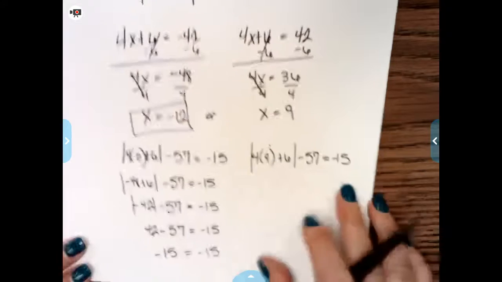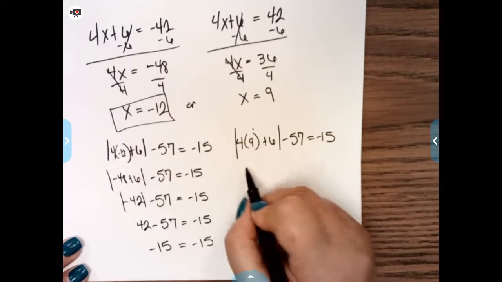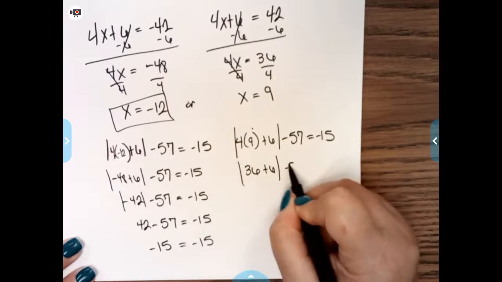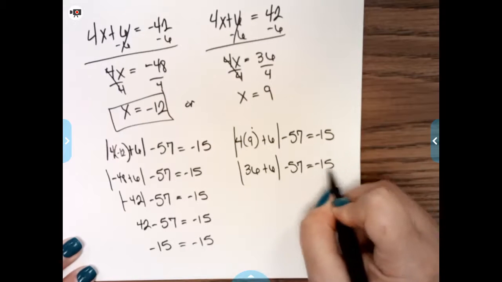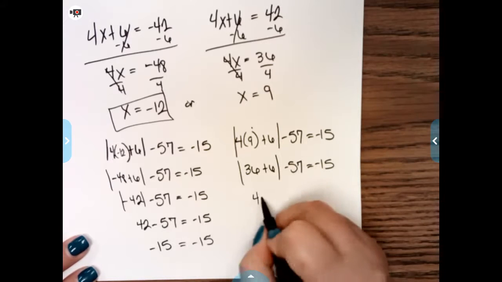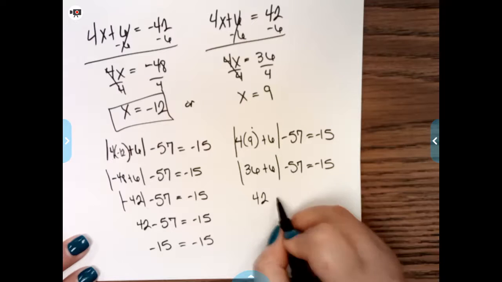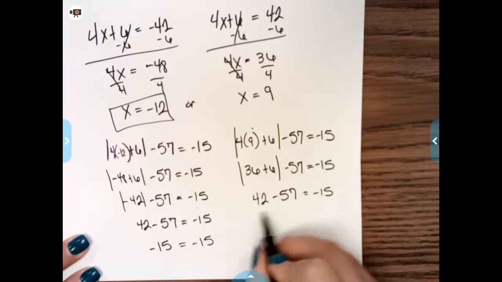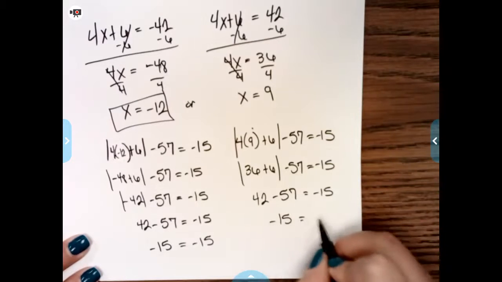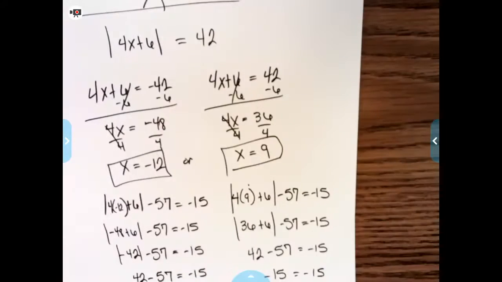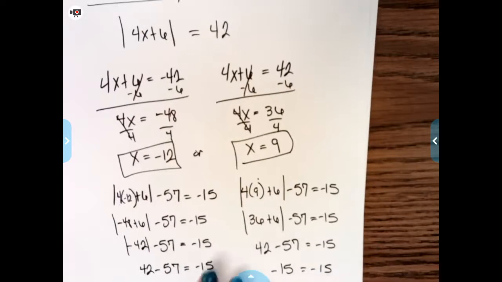So now we check 9. That's 4 times 9, 36. 36 plus 6 is 42, and then the absolute value is just 42. We're going to go ahead and then subtract 57, and again, negative 15. So both solutions worked. Okay, so we're going to look at one more.